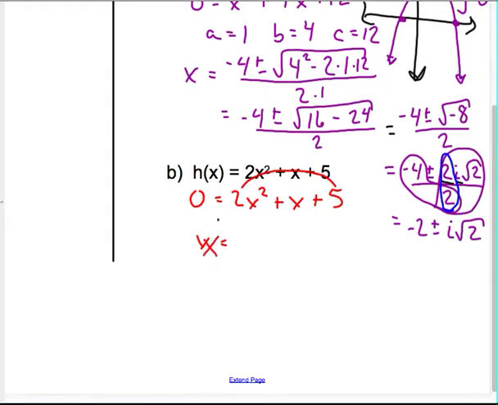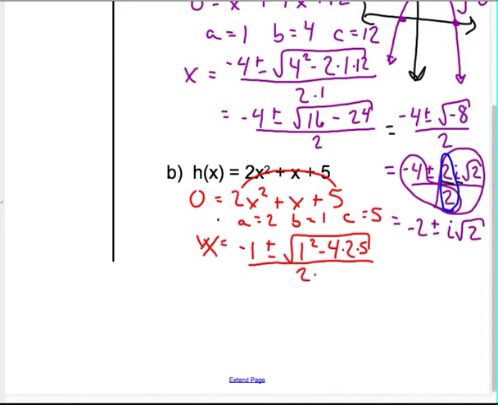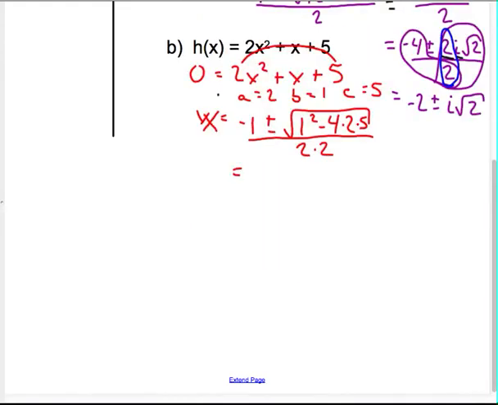Sorry about the messiness. We've got our a is 2, coefficient of x is 1, and our constant is 5. So we've got x equals negative b plus or minus the square root of b squared minus 4 times a times c, all over 2a. Alright, so simplifying under the radical, 1 squared of course is 1, 4 times 2 is 8, times 5 is 40, and 2 times 2 is 4.